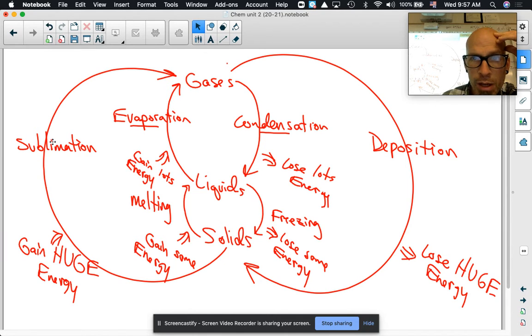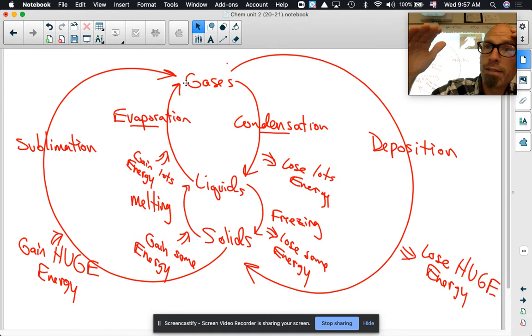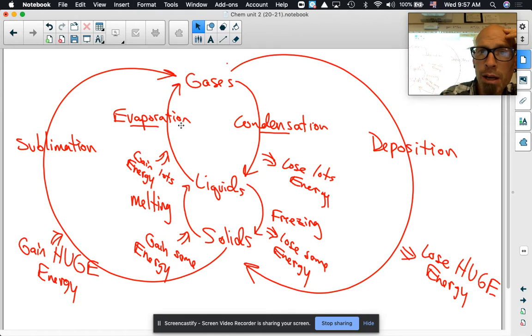Temperature can't change during evaporation. After evaporation has happened, once the stuff is a gas, then the particles can speed up. And after the gases become a liquid through condensation, after that happens, the particles can slow down. But while the change is actually occurring, they cannot speed up or slow down. All they do is either gain freedom or lose freedom because of the energy that they're gaining and losing.